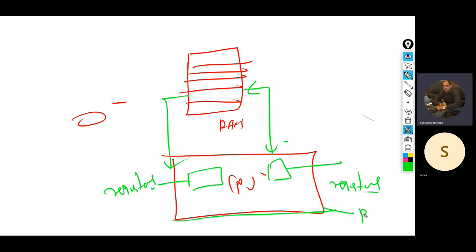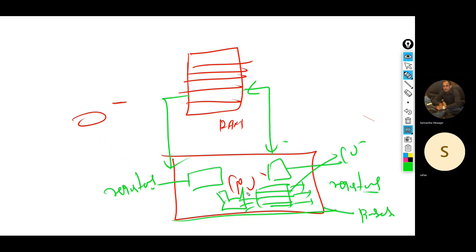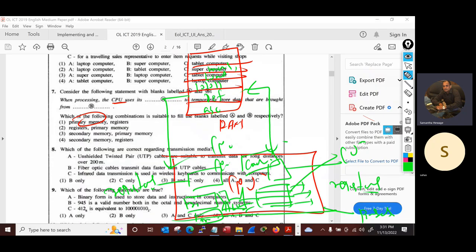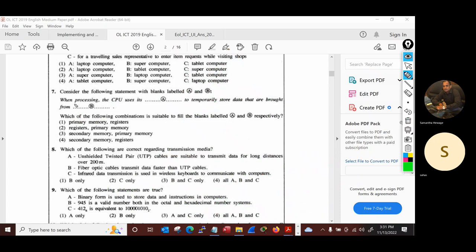Inside the CPU there are also buses. Inside the CPU there is the ALU and the control unit that generates control signals and timing signals. The arithmetic and logical unit, the ALU, has a number of registers, R1 to RN. There is also the CPU cache memory. The data in RAM, like instructions ABC, DEF, are loaded. So primary memory is never inside the CPU. So the answer comes right here. When processing, the CPU uses its registers; it's not primary memory, not secondary memory. The answer is B. Easy. With some of these questions you can find the answer this way.